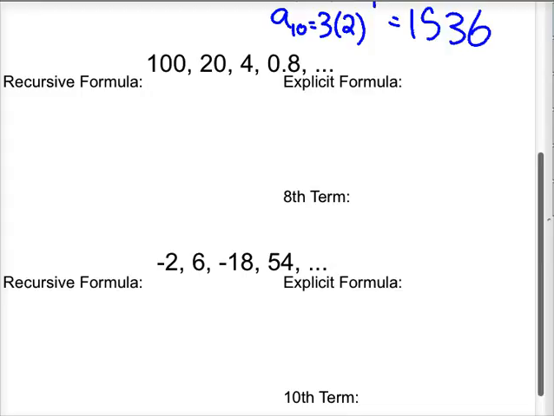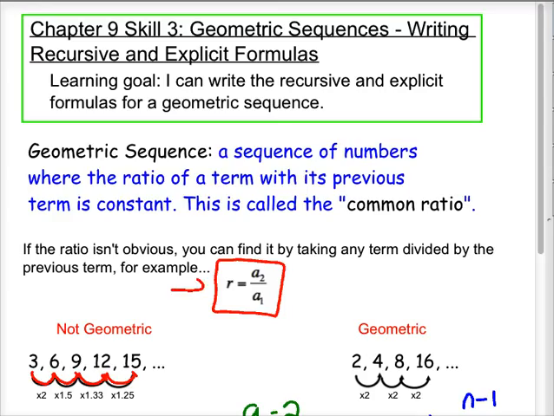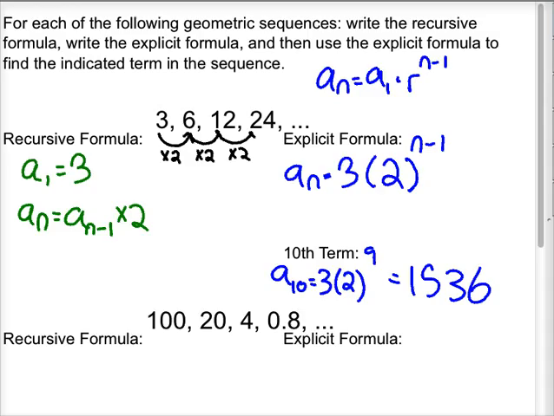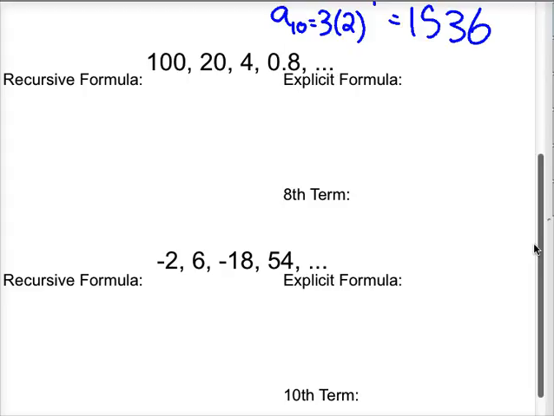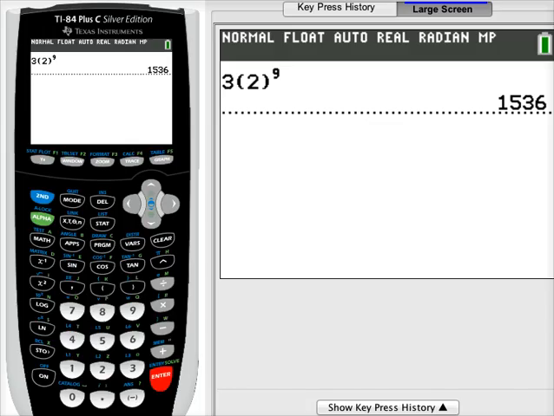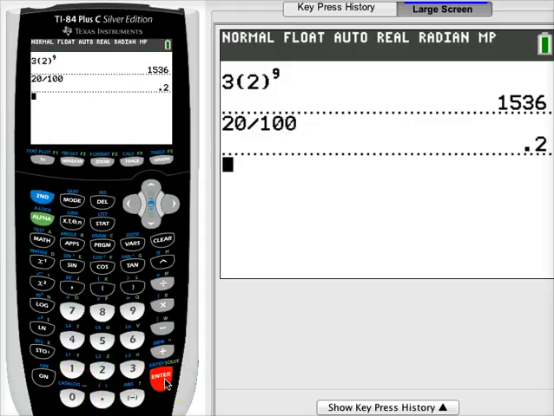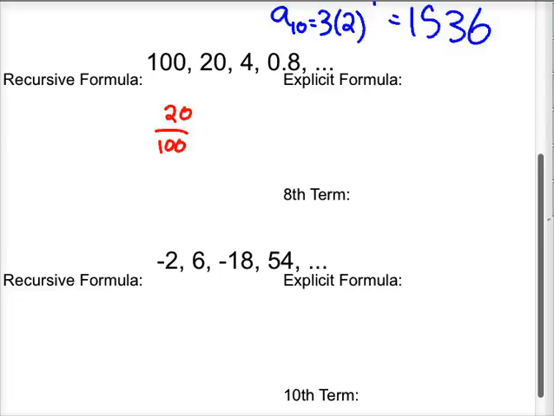Remember that trick I said on the first page right here? Take any term and divide it by its previous term. That's what we're going to do. So I'm going to take 20 and divide it by 100. 20 divided by 100 gives me 0.2. Well, let's see if that holds true for all of them.